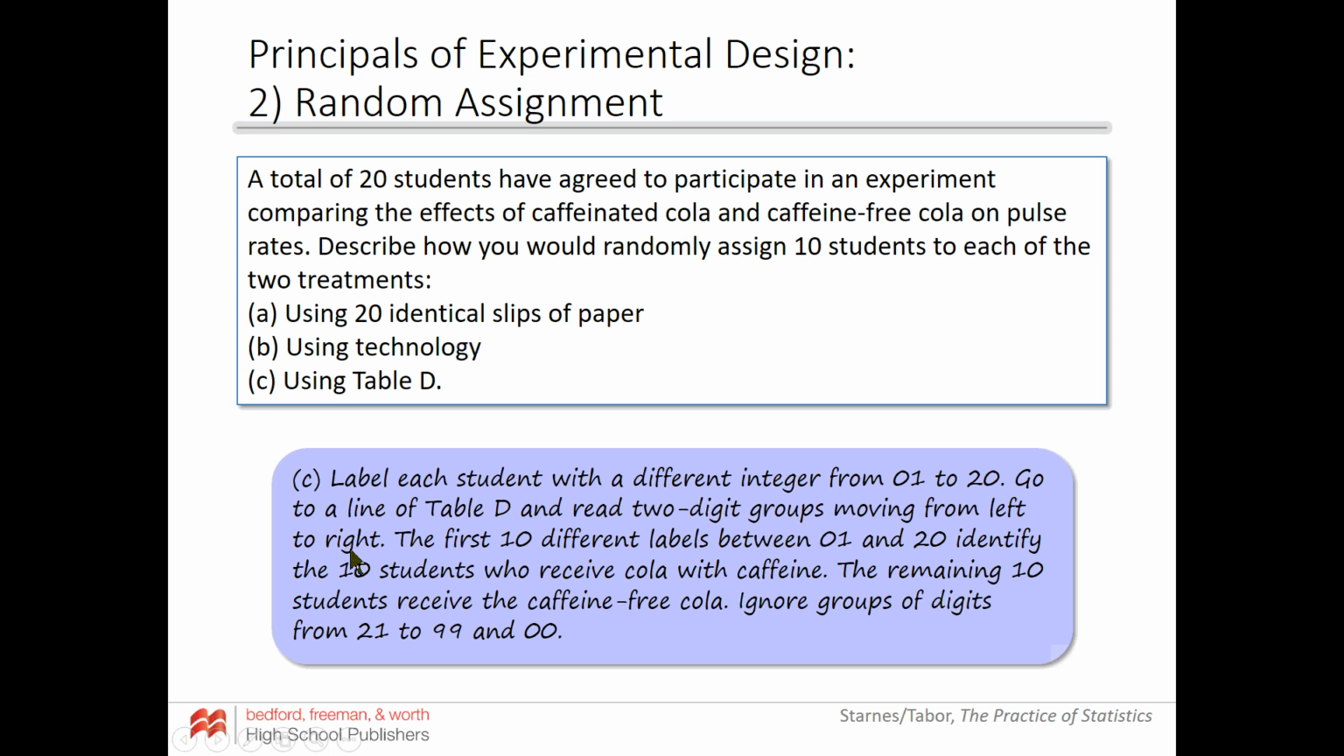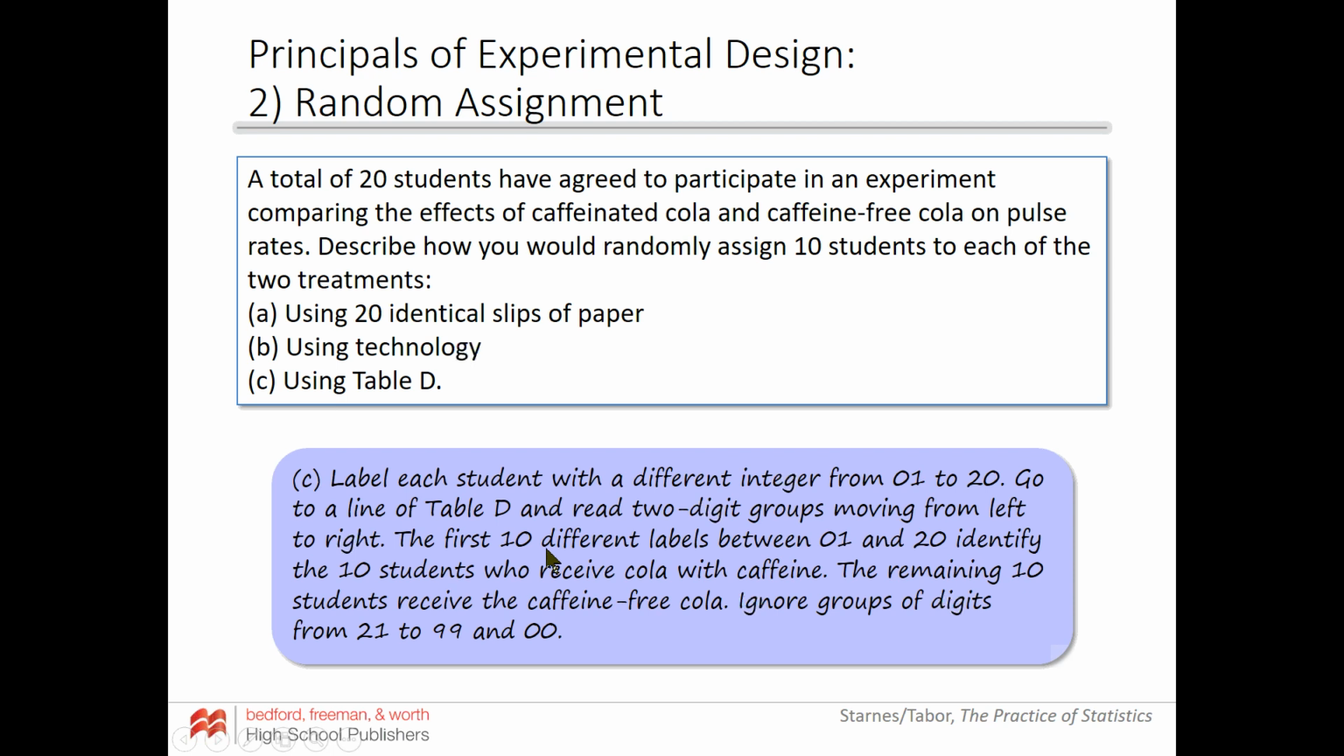from left to right. The first 10 different labels between 01 and 20 are going to identify the 10 students who receive the cola with caffeine. The remaining 10 students get the caffeine-free cola. And you're going to ignore groups of digits from 21 to 99 and then 00.